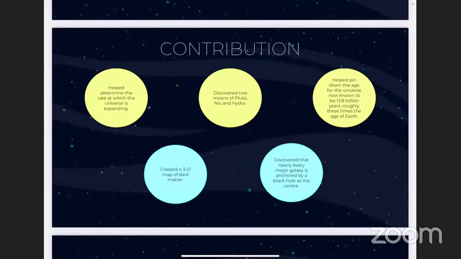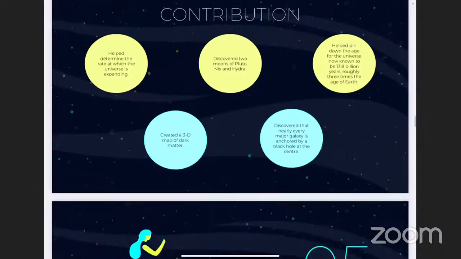It's discovered 2 moons of Pluto, which are Greek goddesses. It has also helped pin down the age of the universe, known to be around 13.8 billion years, roughly 3 times the age of the Earth itself. It has also created a 3D map of dark matter, thanks to gravitational lensing, and it has discovered that nearly every major galaxy is anchored by a black hole at the center of the galaxy itself.